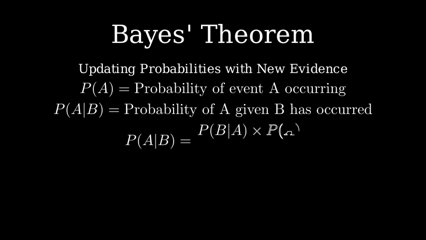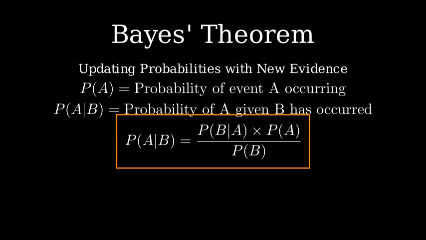Now, let's introduce Bayes' theorem. It states that the probability of event A given event B equals the probability of B given A multiplied by the probability of A divided by the probability of B. This powerful formula allows us to reverse the conditional probability and update our beliefs based on new evidence.